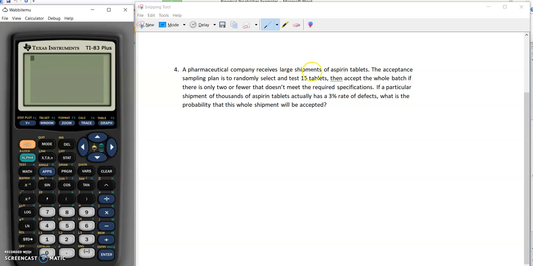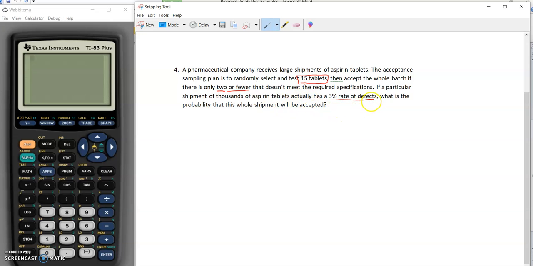A pharmaceutical company receives large shipments of aspirin tablets. The acceptance sampling plan is to randomly select and test 15 tablets, then accept the whole batch if there are only 2 or fewer that do not meet the required specifications, meaning 2 or fewer defects out of 15 tablets. If a particular shipment of thousands of tablets of aspirin actually has a 3% defect rate, what is the probability that this whole shipment will be accepted?